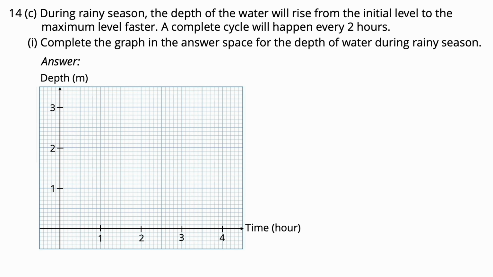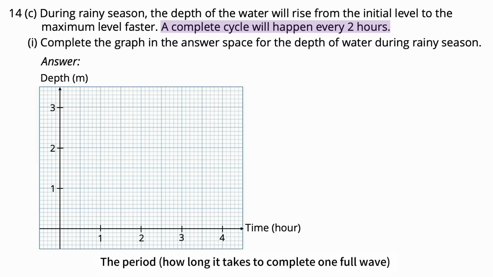C. During the rainy season, the depth of the water will rise from the initial level to the maximum level faster. A complete cycle will happen every 2 hours. This tells us that the wave pattern is happening more quickly than before. The period, how long it takes to complete one full wave, is now 2 hours, instead of 4 hours.